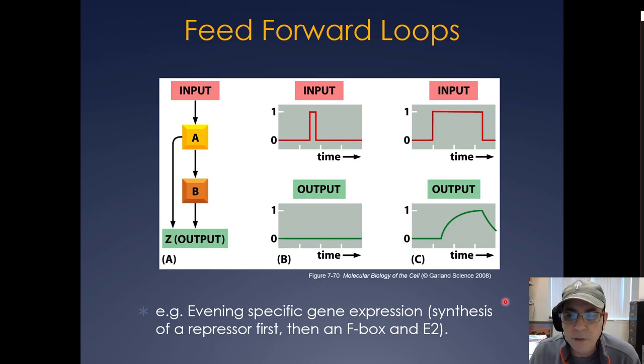Now, a perfect example of this actually is in the circadian clock, which we'll talk about in just a second, but you guys can all appreciate this. You have certain genes in your body that are expressed in the morning and then others that are expressed in the evening, and there's a class of evening-specific genes, and what happens is in the morning you synthesize a repressor, and then later in the afternoon, you produce an F-box protein and a ubiquitin ligase, an E3, and that actually degrades the repressor so that the gene can be expressed in the evening. So it's a good example of how all of these feed-forward loops can connect, and they don't necessarily have to be activators. They can also be repressors and the removal of a repressor, and that type of thing.